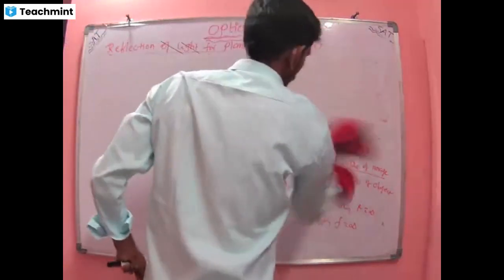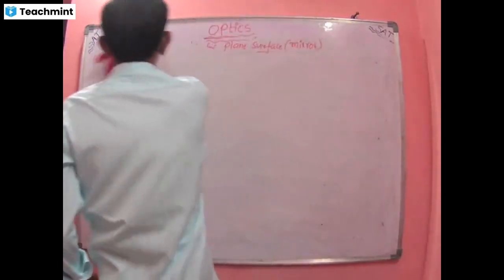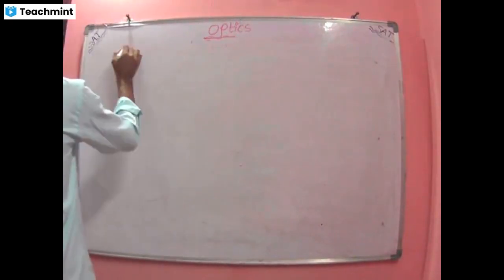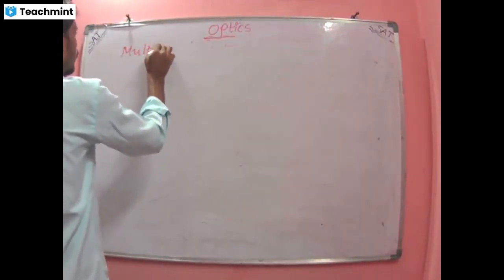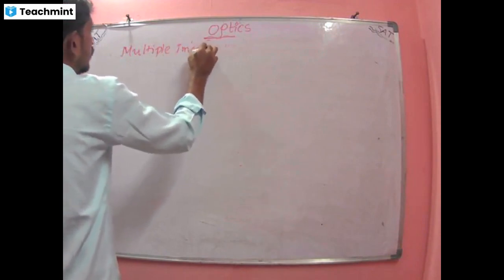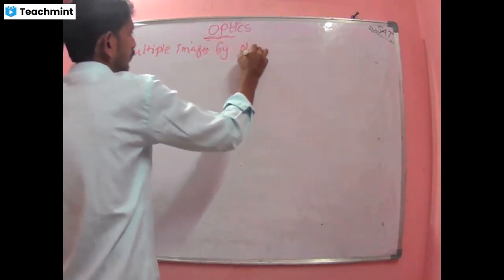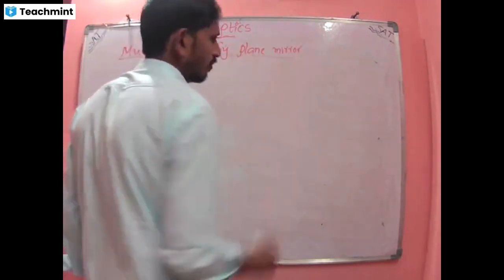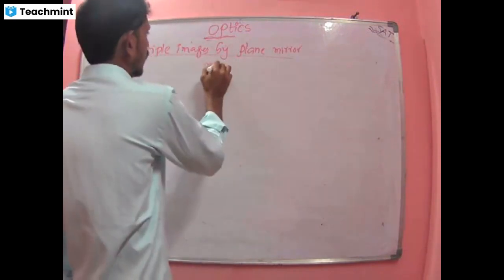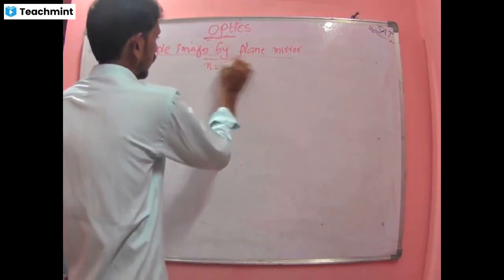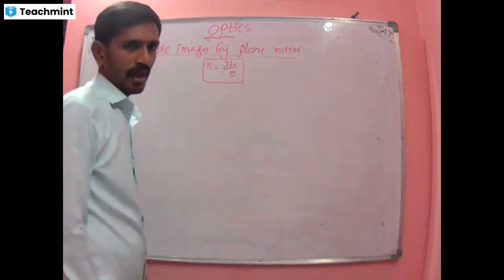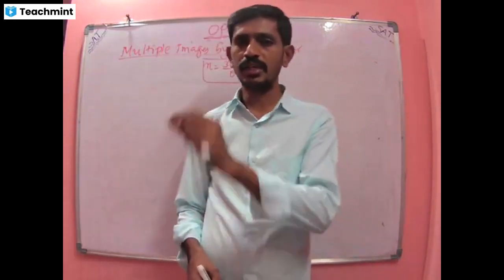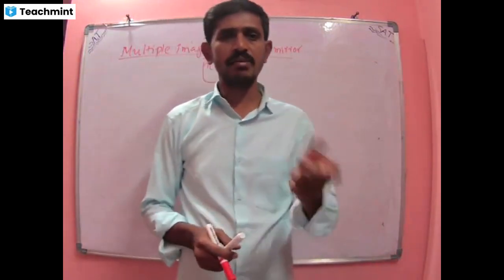Multiple images by plane mirrors. One formula is there: the number of images n is equal to 360 by theta. Remember this, very important for the MSET examination. You may be asked, theta is given, find the number of images, with options A, B, C like that. They give the angle theta and you find the number of images.